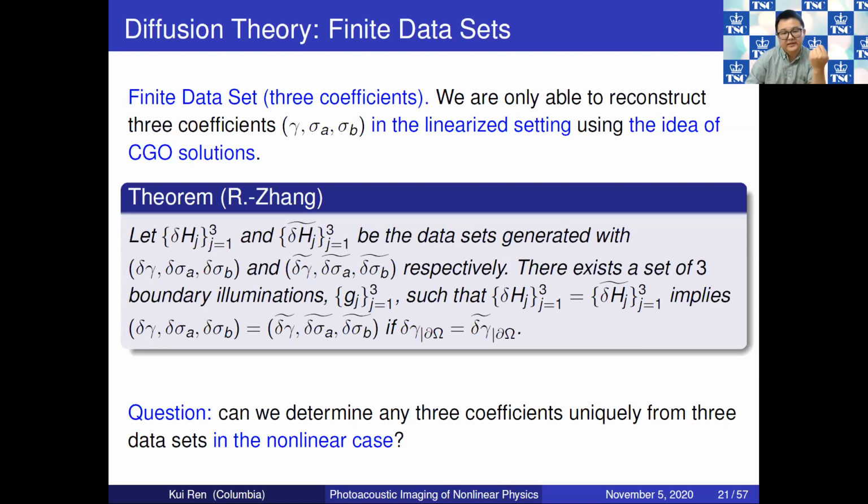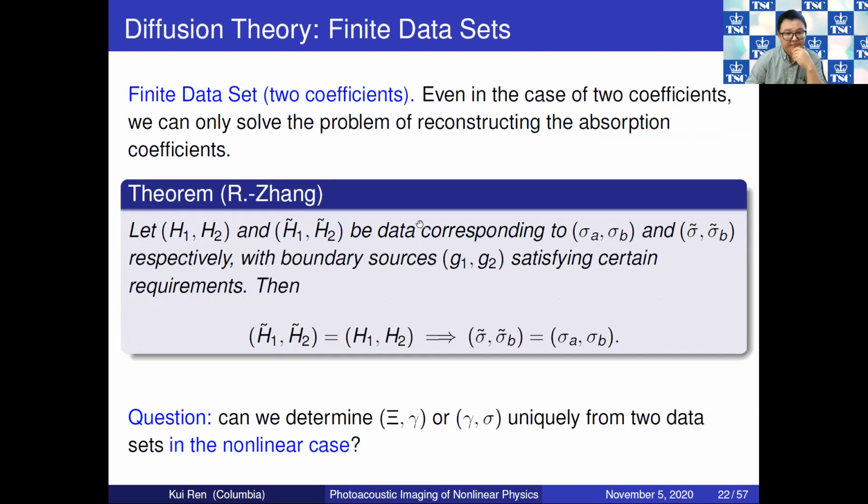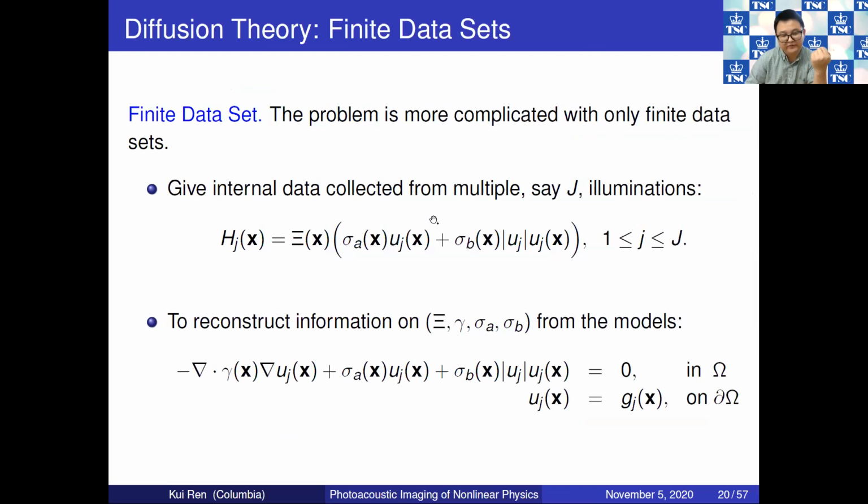So this is for the linear problem. For the nonlinear problem, we still don't know how to solve that problem. Again, this will be a great problem for people in the audience. I think there is good mathematics to do there. So even in the case of, I said at the beginning, you cannot recover all 4 coefficients, right? And in the 3 coefficient case, we only know how to solve the linearized problem.